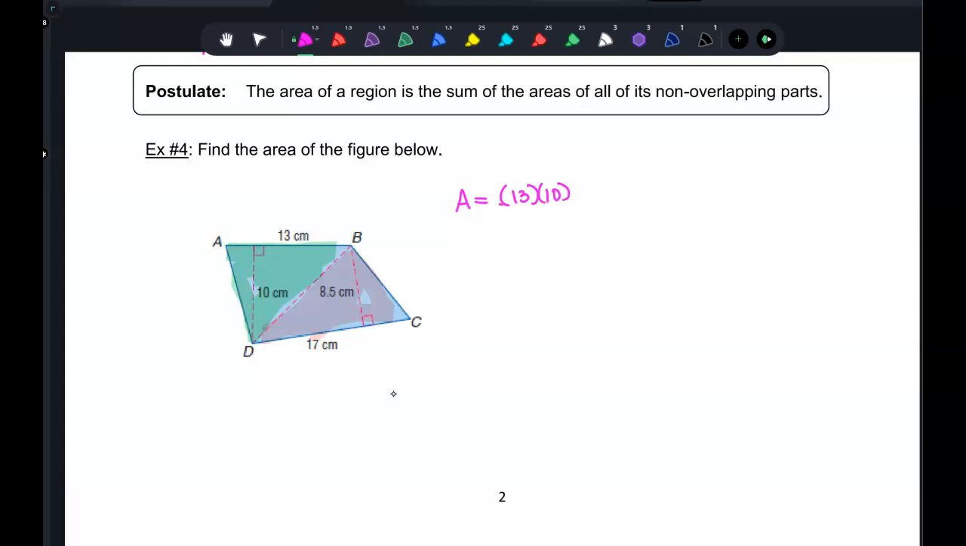13 times 10 divided by 2. Oh, wait, that's easy. And then 17 times 8.5 divided by 2. You said 65. And 17 times 8.5 divided by 2. And then we add it. Oh, I guess I didn't ask for rounded or exact, so I'll just leave it like this.